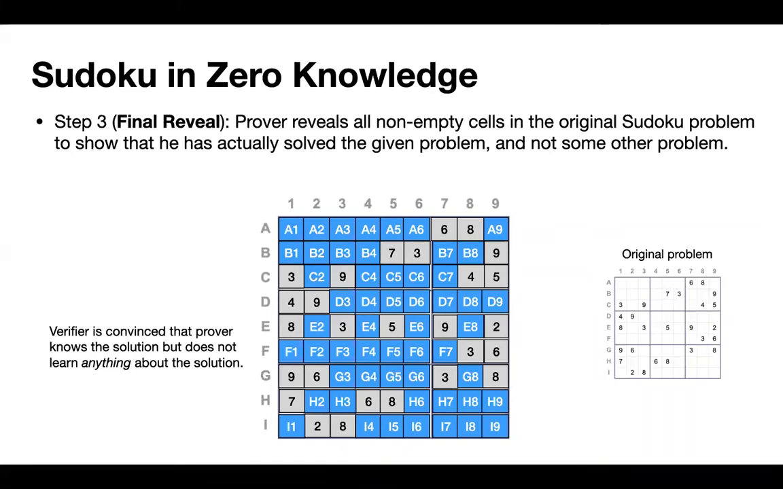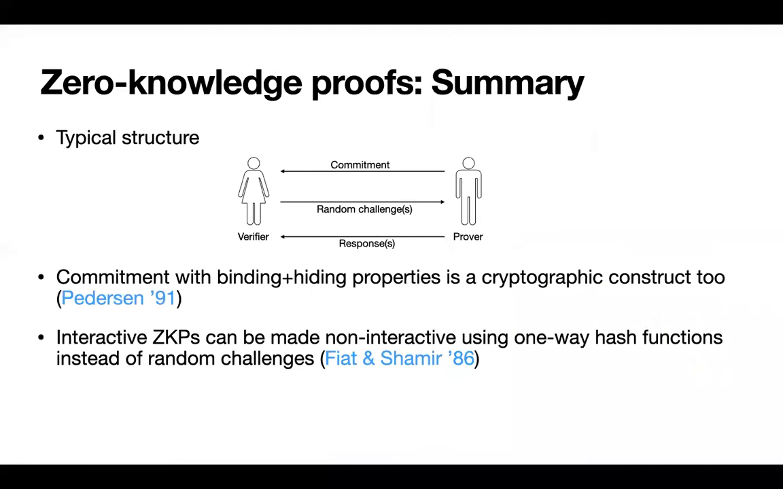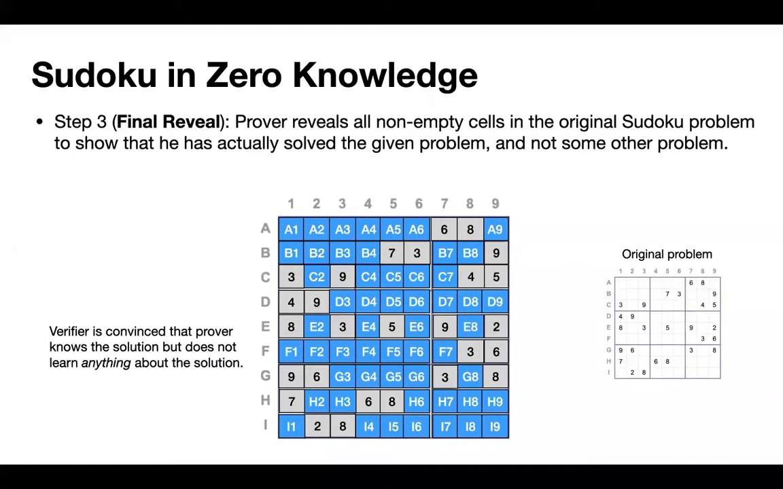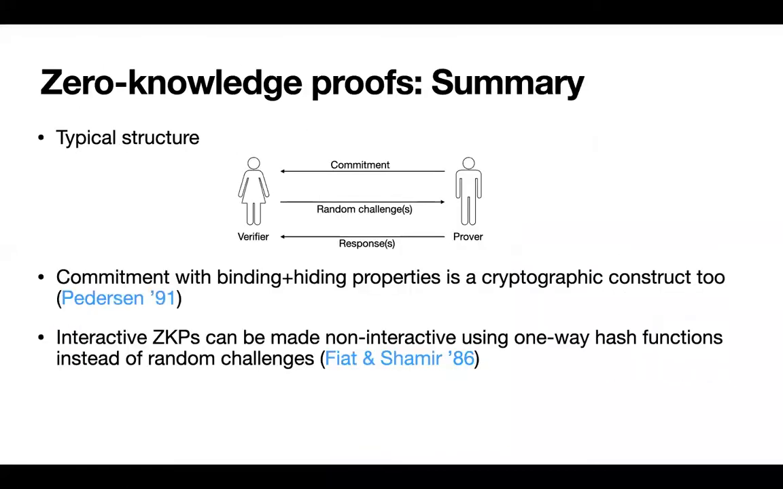So at the end of it, you are convinced that I know the solution, but you do not learn anything about the solution. And in that sense, it's a zero knowledge proof. So this is the typical structure actually of all zero knowledge proofs.